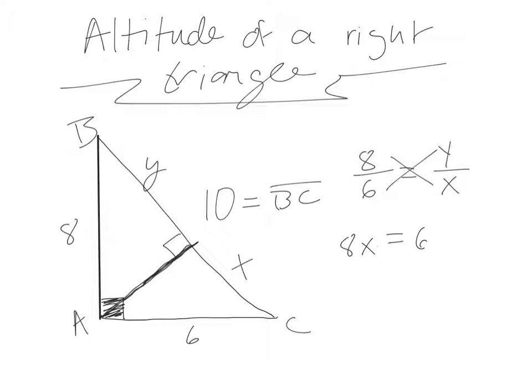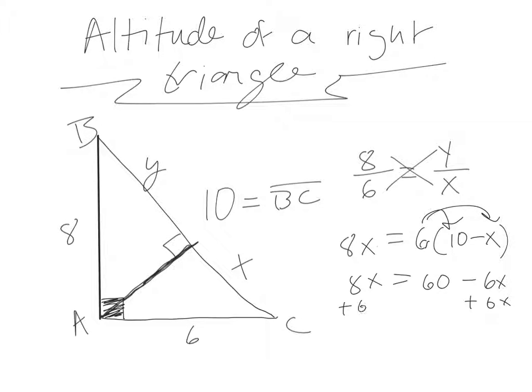Since I don't want two variables in my equation, because that doesn't help me solve, I'm going to eliminate y, and in its place, I'm going to replace y with 10 minus x. Now we can use the distributive property, and we would end up with 60 minus 6x equals 8x. I can add 6x to both sides, and I end up with 14x equals 60.